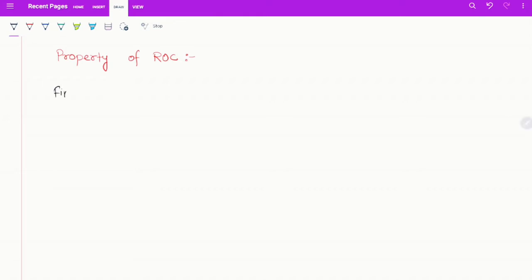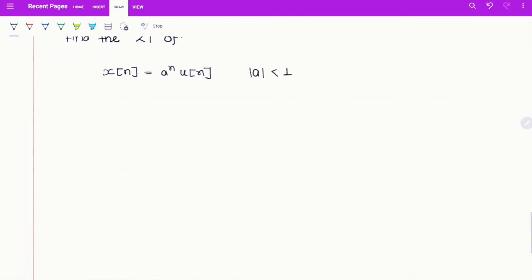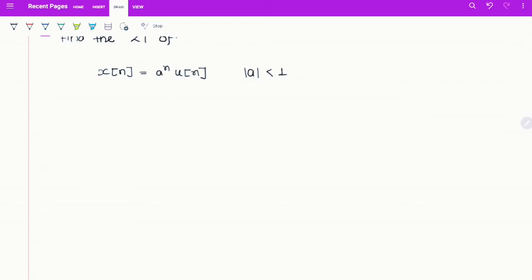Suppose we find the Z transformation of x of n is equal to a to the power n u of n, and mod a is less than 1. Now how to find Z transformation? Simply we put the value of x of n in the formula and we'll get the Z transformation. So X of z is summation of n from minus infinity to infinity x of n z to the power minus n.